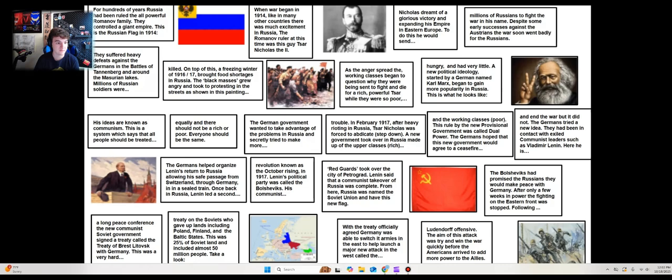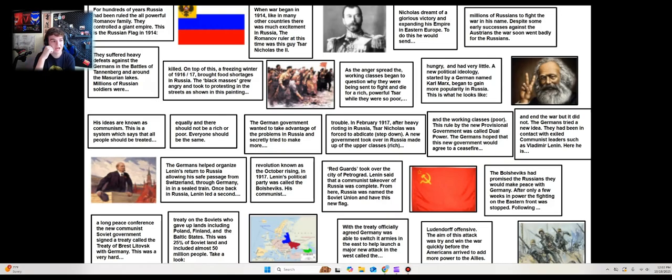After Nicholas had abdicated, they established a provisional government led by Alexander Kerensky, who was from a bourgeois family and was against the communist ideologies. He tried to overthrow Lenin and fight against the monarchy, but it backfired, and they were overthrown and replaced by the new communist government, and the Russian communists, the Bolsheviks, later stormed into the Winter Palace.